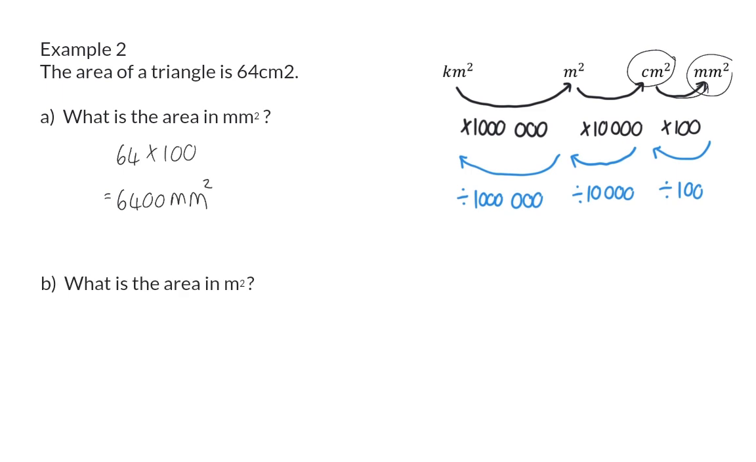Question B. What is the area in meters squared? This time we need to move from centimeters squared to meters squared, and that's done by dividing by 10,000. 64 divided by 10,000 means we need to move the comma 4 spaces to the left. This will give us an answer of 0,0064 meters squared.